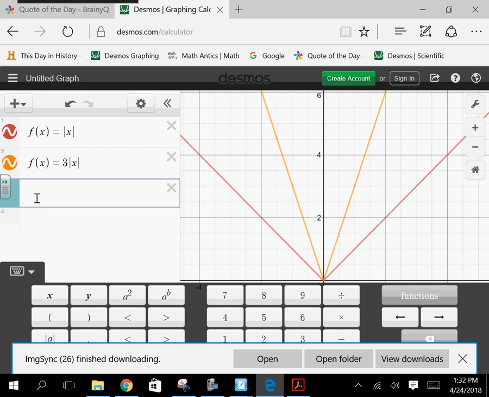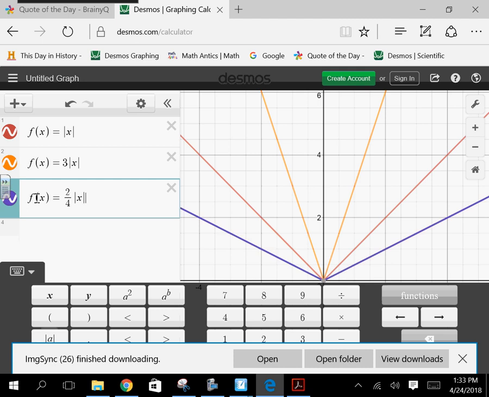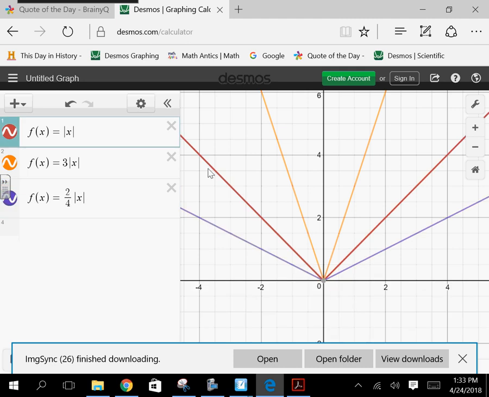So let me get, what's your favorite fraction, Valdez? 2/4. Watch this. f of x equals 2/4 absolute value of x. Look at the purple child. So the parent is in red, the times 3 is in orange, and the times 2/4, a fraction, is in purple. So we call it a vertical shrink if it's a fraction.